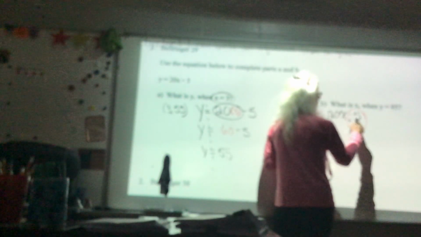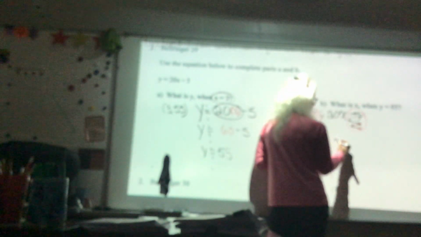Now what am I going to do to my like terms? Combine them. So I'm going to combine my like terms. Negative 5 combined with positive 5 is 0. So I'm going to bring down my 20x. Combine my 95 with positive 5 and end up with 100.